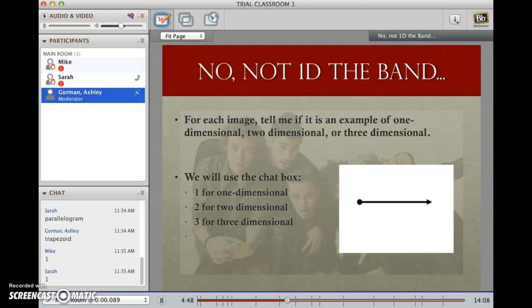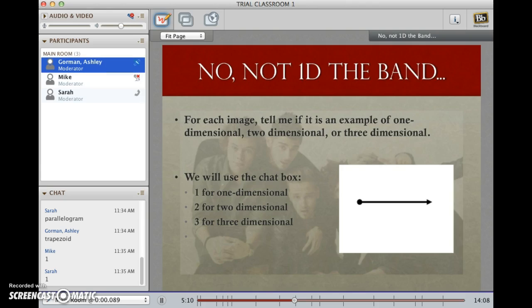Mike, I'm going to turn your mic on. What do you think it is? Go ahead and say your answer. Is it a ray? Oh, he's got it. It is a ray. 1 point for Mike. All right, you can go ahead and put your hands down. Just click it again.